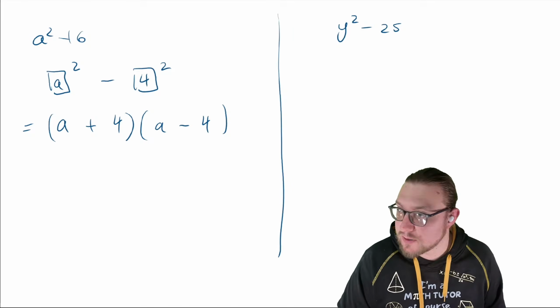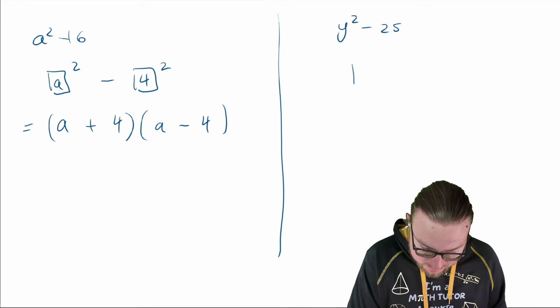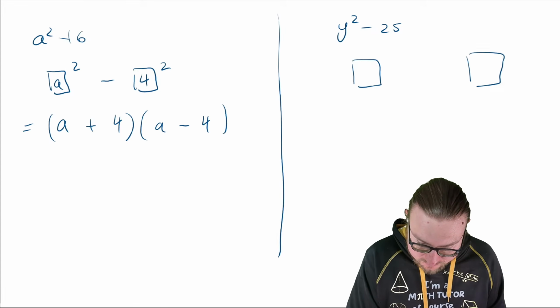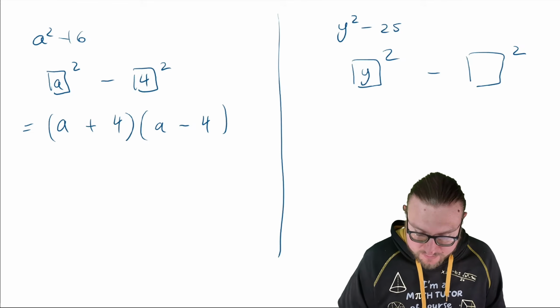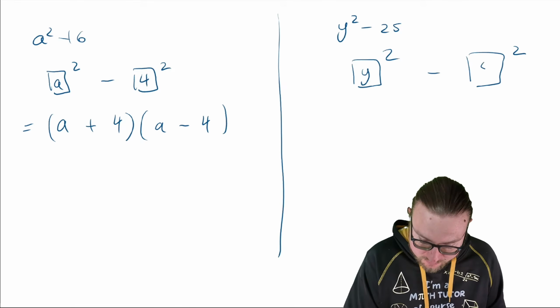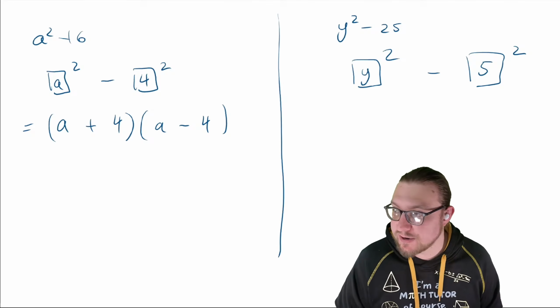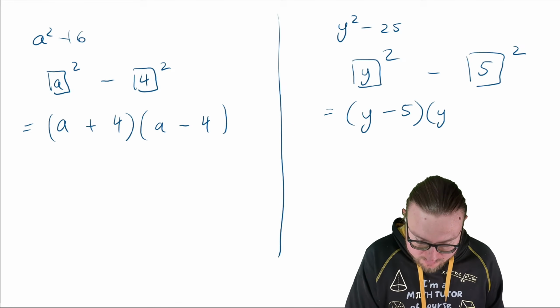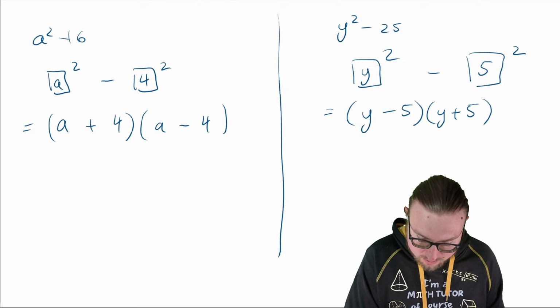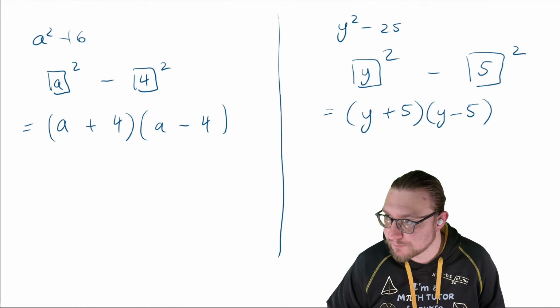Okay, let's do one more example over here. Again, we're going to draw a quick box, square both of them and have a negative in front. And what do we square to get to y squared? Well, that would be y, and 25 would be 5. 5 times 5 is 25. And we can immediately write down the answer, y minus 5 and y plus 5. Or you can have y plus 5 and y minus 5. It doesn't matter which order.